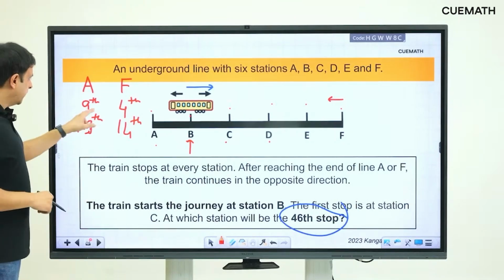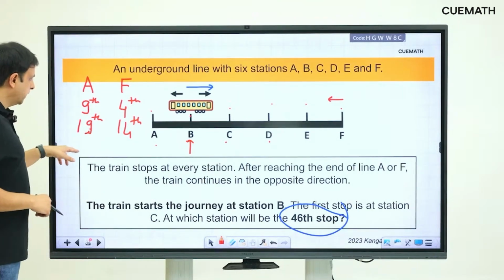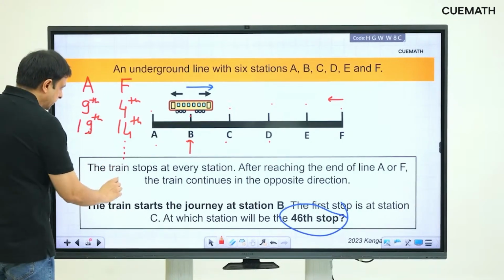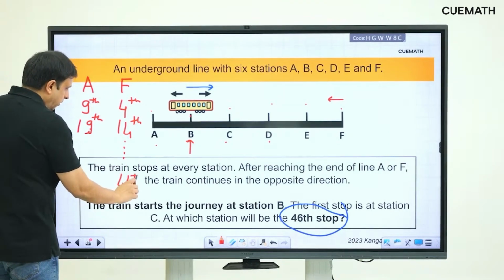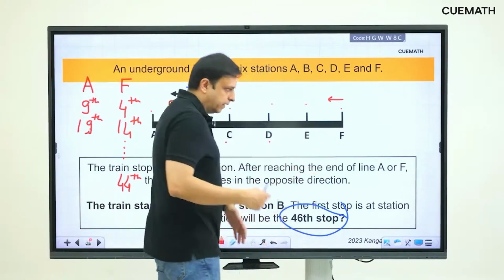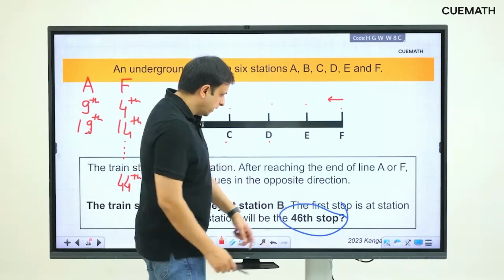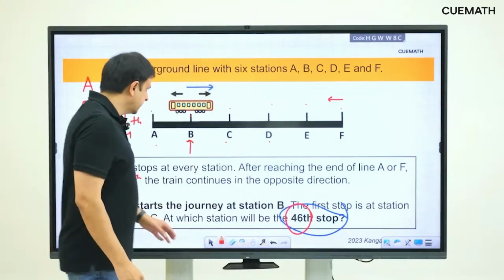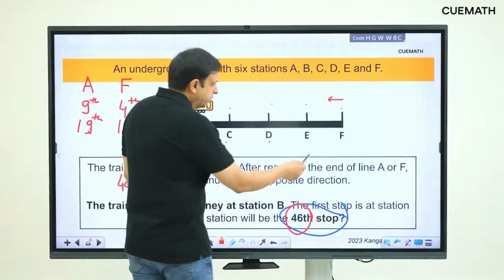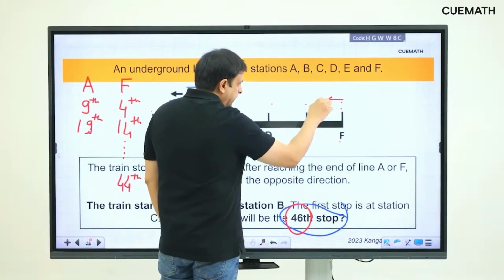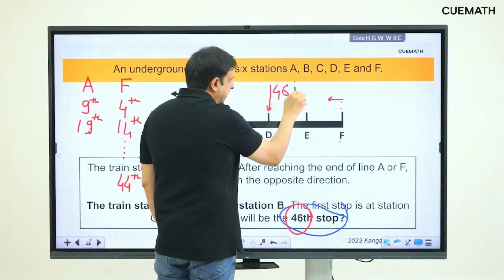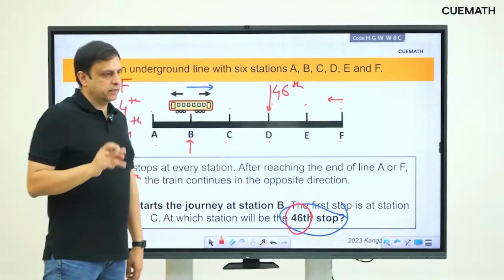So 4, 9, 14, 19, 24, 29 and so on, which means that station F will also be the 44th stop in this sequence. So station F is the 44th stop, and the reason I am taking 44 is because I want to get to the 46th stop. So the nearest number in this pattern seems to be 44. So station F will be the 44th stop, and then E would be 45th and D would be 46th. So station D would be the 46th stop in the sequence.